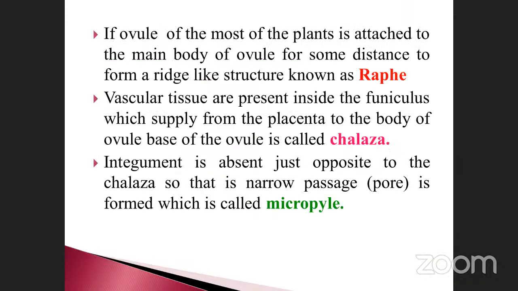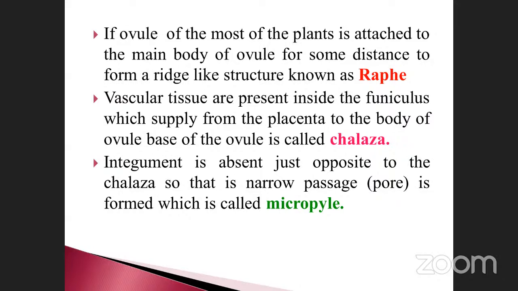In the ovules of most plants, the funicle is attached to the main body of the ovule for some distance to form a ridge-like structure known as the raphe. This is another ridge-like structure. Vascular tissues are present inside the funiculus, which supply from the placenta to the body of the ovule. The base of the ovule is called the chalaza. The integument is absent just opposite to the chalaza, so a narrow passage or pore is formed, which is called the micropyle. The micropyle is nothing but a small pore-like structure.